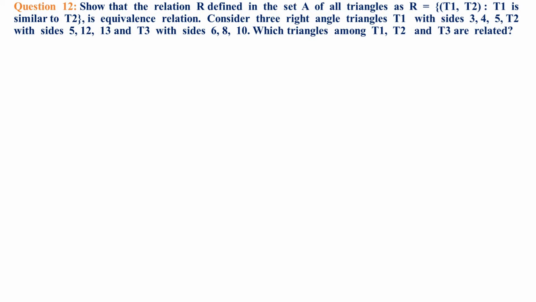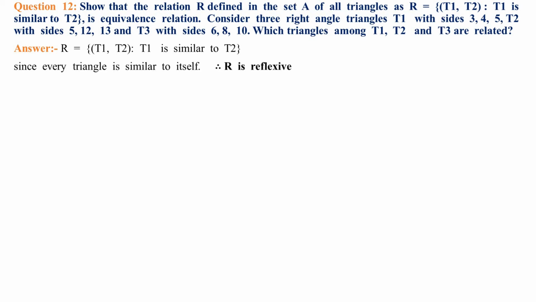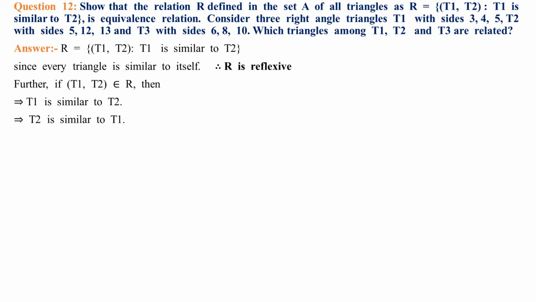So first of all, check the equivalence relation. Given relation R = {(T1, T2) : T1 is similar to T2}. Here set A means all triangles. Since every triangle is similar to itself, R is a reflexive relation. Further, if (T1, T2) belongs to R, that means T1 is similar to T2, which implies T2 is similar to T1, which implies (T2, T1) belongs to R. Therefore R is a symmetric relation.